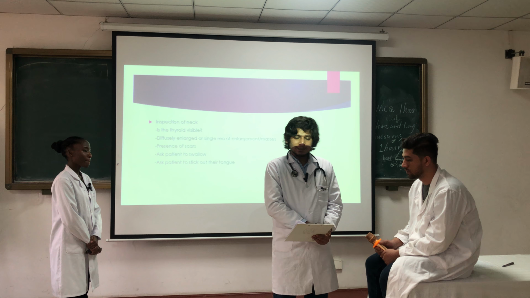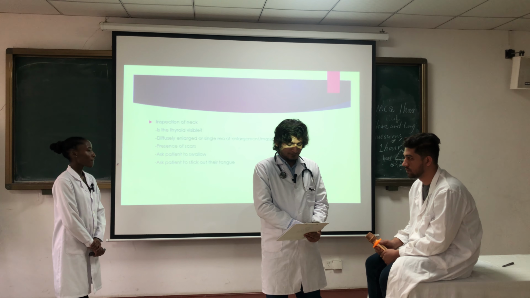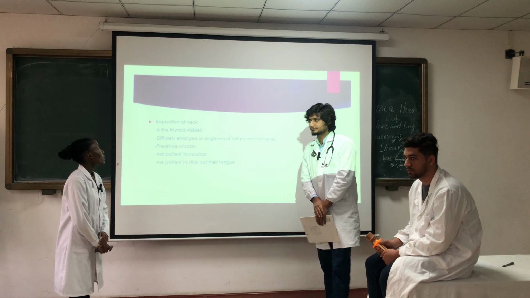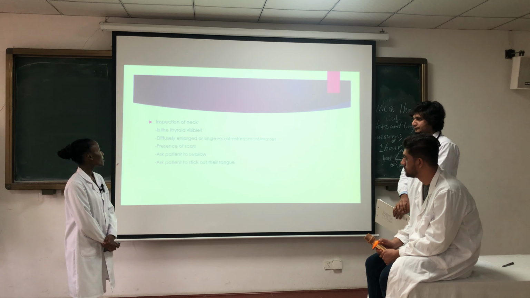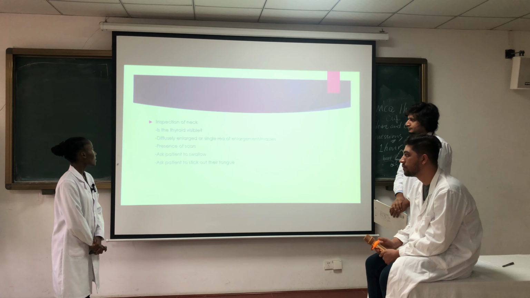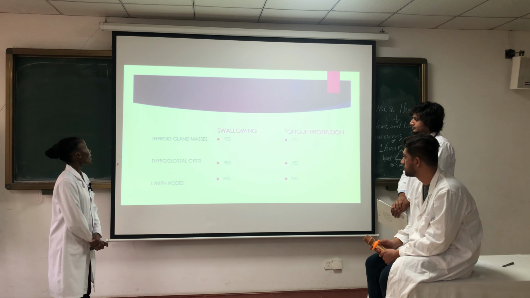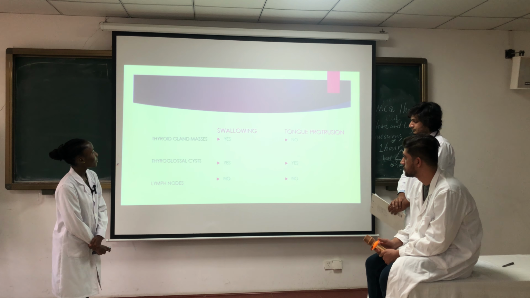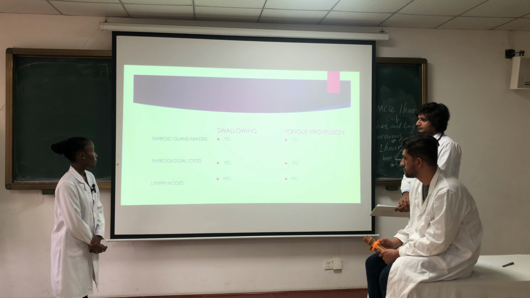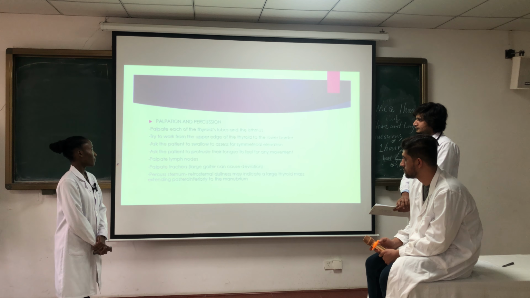If bruits are audible, then it might be a case of goiter. And if there is a large goiter, then we have to measure the circumference of the neck. Inspection of the neck: is the thyroid visible, diffusely enlarged, or a single area of enlargement or masses? Presence of scars. Ask the patient to swallow and to stick out their tongue. He has already done it. So thyroid gland masses on swallowing are there; on tongue protrusion they don't appear. Thyroglossal cysts on swallowing are present, and on tongue protrusion are there. Lymph nodes on swallowing are not seen, and on tongue protrusion are not seen either.